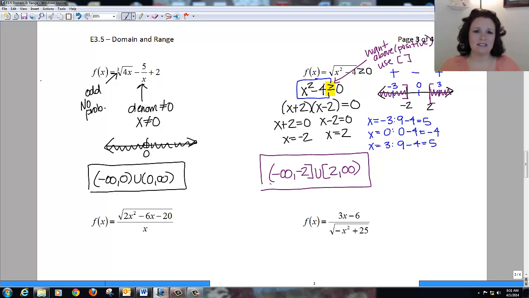And that only happens if you have a power of x that's bigger than 1. So if you have an x squared, x cubed, that's when you have to use this process.